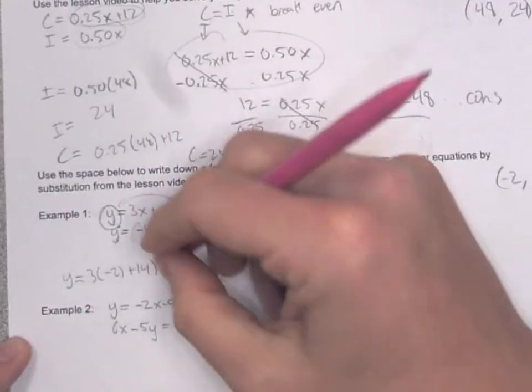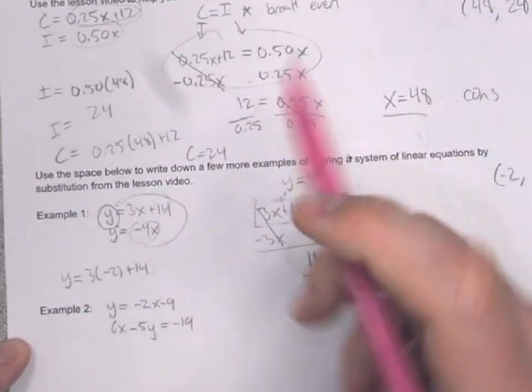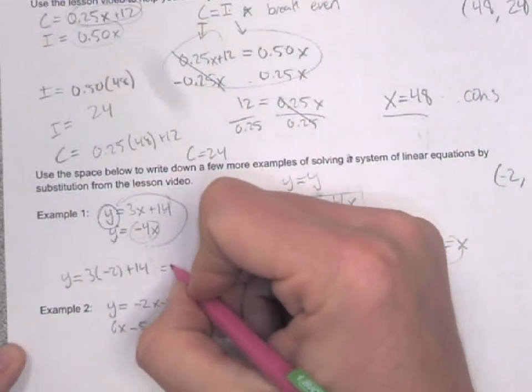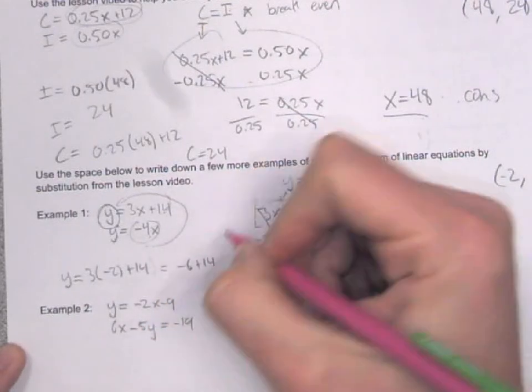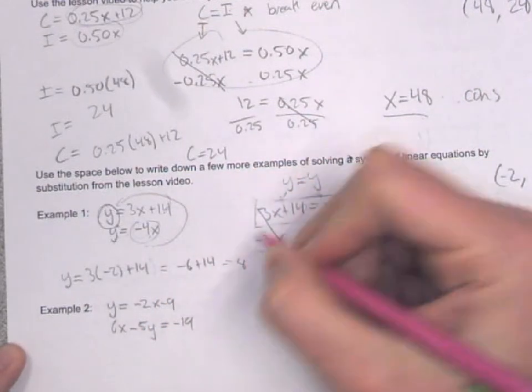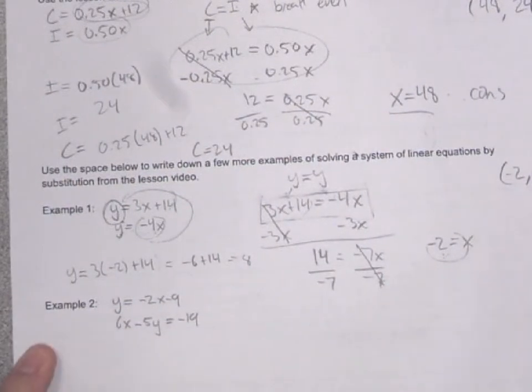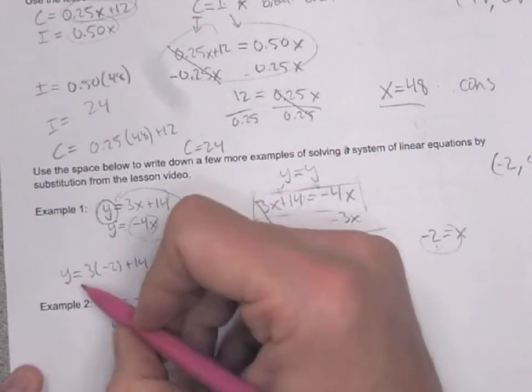Oops, sorry, too many parentheses there. Which would be -6 plus 14. And that would be equal to 8, right? Okay, so according to equation 1, y is equal to 8. Okay, let's just double check with equation 2.